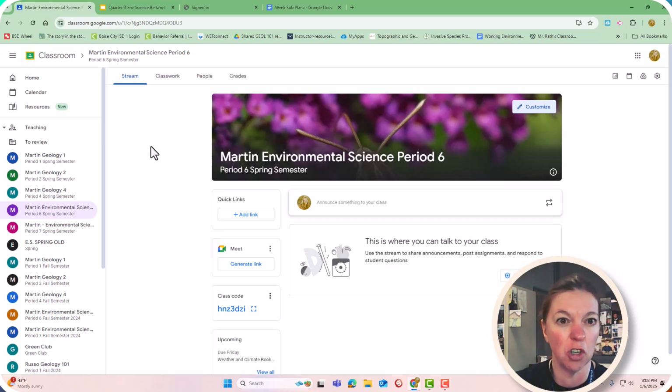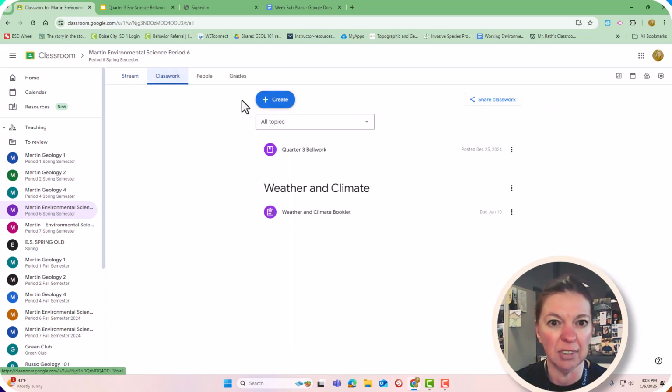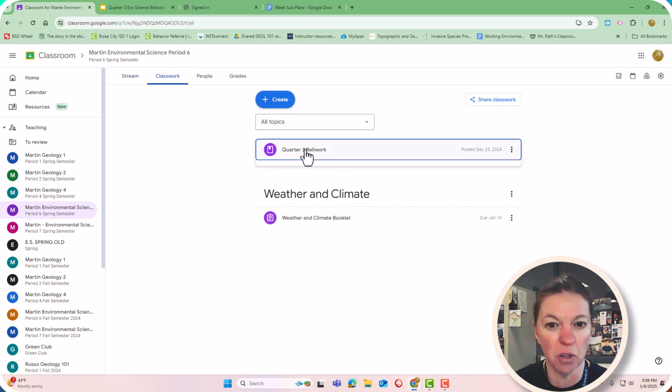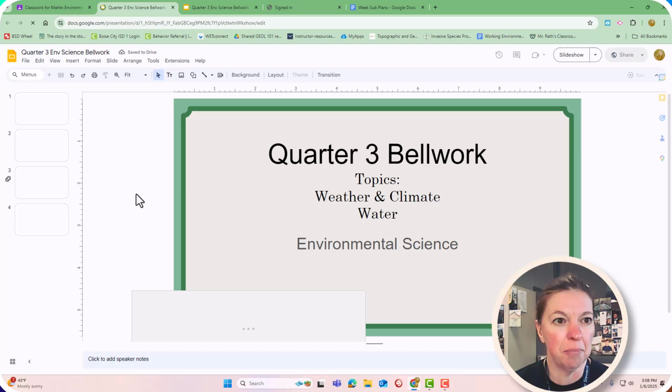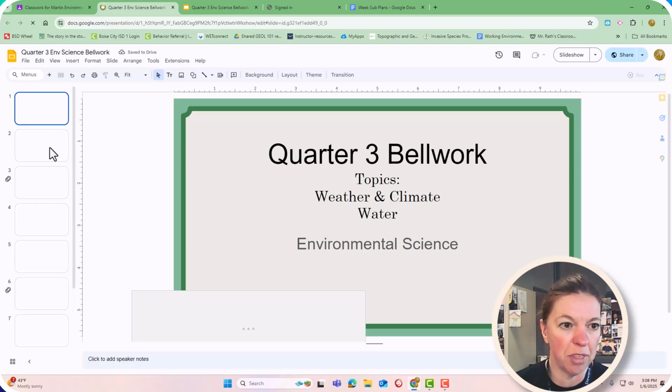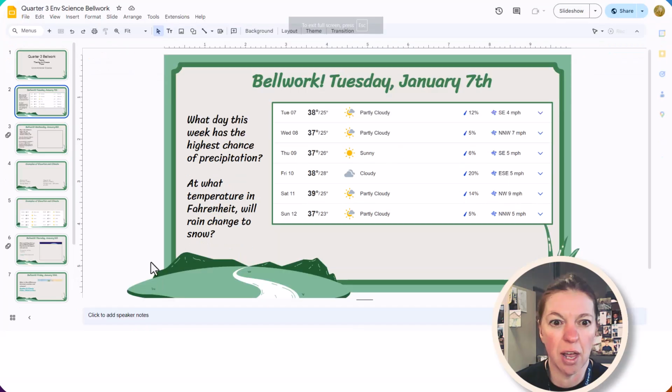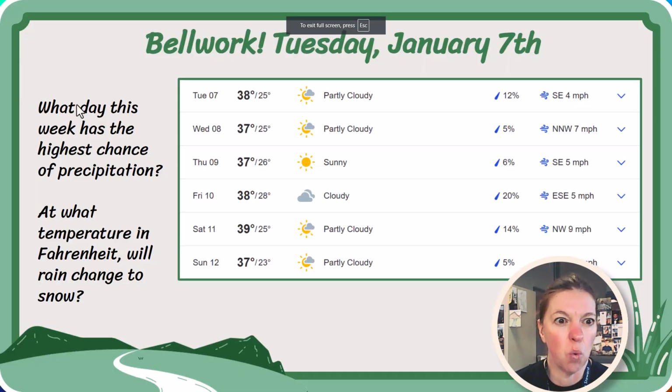So let's go first to our bell work. Your bell work is also available on Google Classroom, and the sub is going to post the bell work up for the day and discuss it. The first question is, what day this week has the highest chance of precipitation? This is actual data from this week in Boise. You're going to figure out which day this week has the highest chance of precipitation, and then at what temperature in Fahrenheit will rain change to snow? That's really important to know.